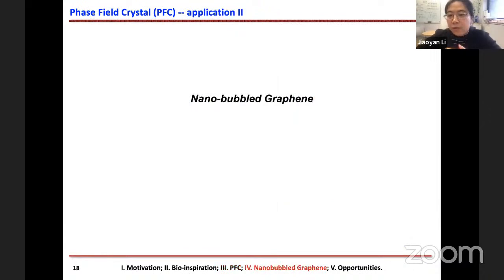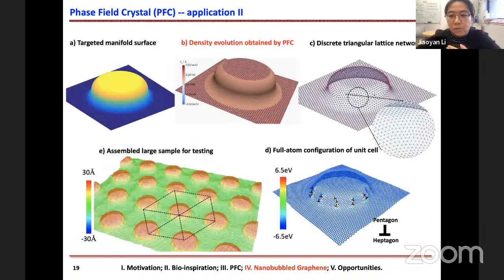So now, from there, we have built up some confidence to move forward to study the topologically designed graphene. The first example is the nanobubbled graphene. And here is the step-by-step procedure to construct the nanobubble graphene by PFC.